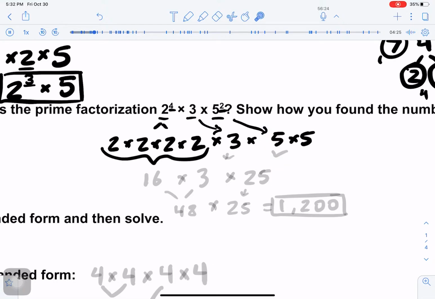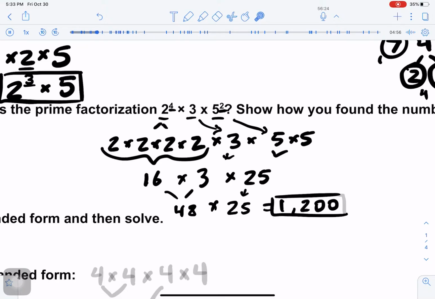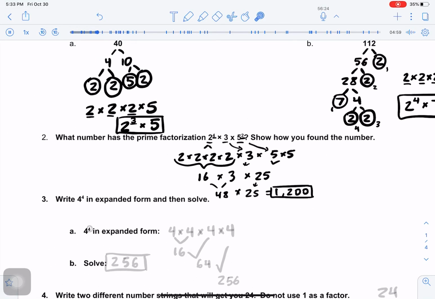2 times 2 times 2 times 2 gives me 16. I carry down this 3. This will be times 3. And then 5 times 5 I know is 25, so this will be times 25. 16 times 3 gives me 48. I carry down this 25 and finish off my expression with 48 times 25, which gives me 1,200 for my final answer.